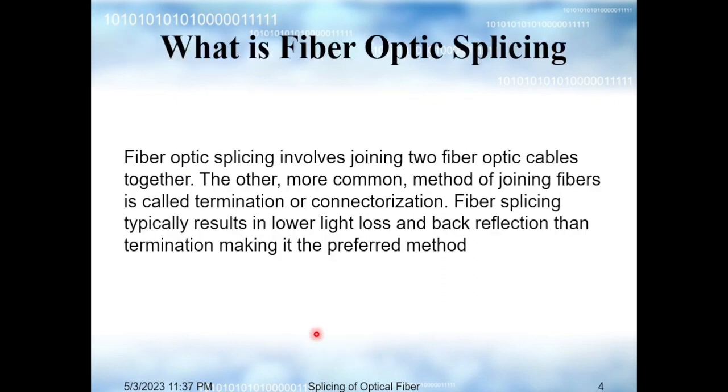So what is fiber optic splicing? Fiber optic splicing involves joining two fiber optic cables together. The other, more common method of joining fibers is called termination or connectorization. Fiber splicing typically results in lower light loss and back reflection than termination, making it the preferred method.